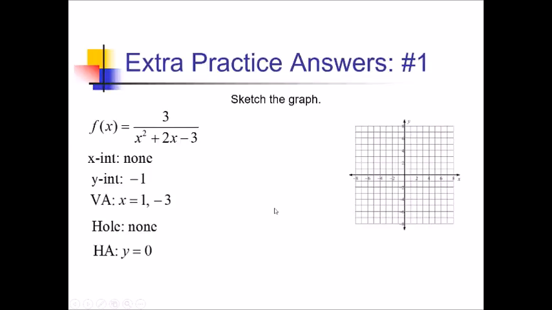For this problem, we're trying to sketch the graph of this rational function given these key features. So let's go through these and put whatever we can on the graph and then draw from there. There's no x-intercept to worry about. We do have a y-intercept of -1 though, so we'll put that on there.